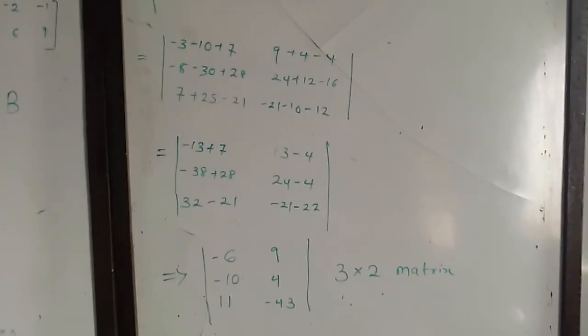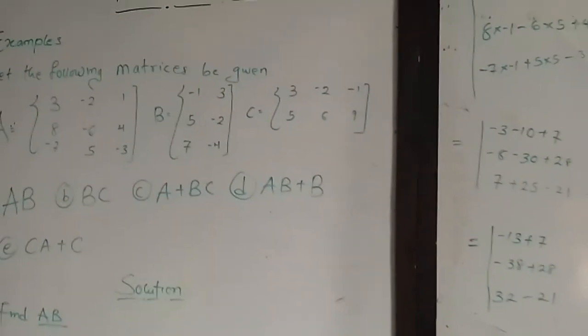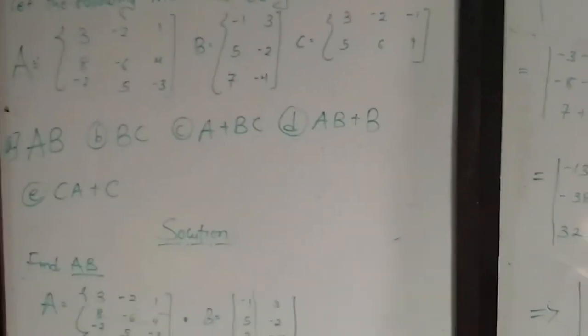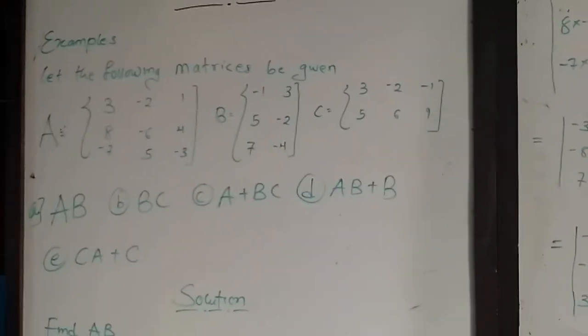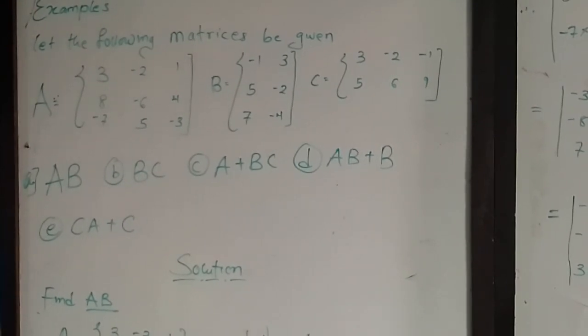So let me show it from the beginning again. From the question, you see that A says find AB. Our A is a 3 by 3 matrix, which is 3, minus 2, 1; 8, minus 6, 4; minus 5, 5, minus 3. Then our B is minus 1, 5; 7, 3; minus 2, minus 4. Then we move on.